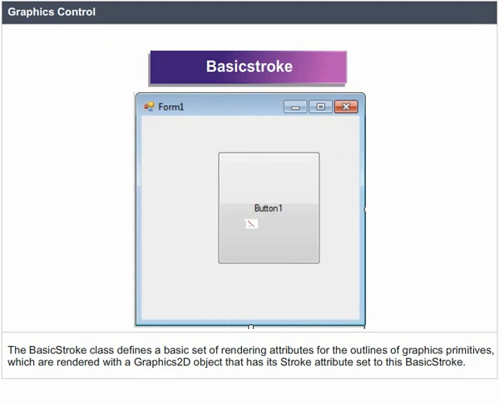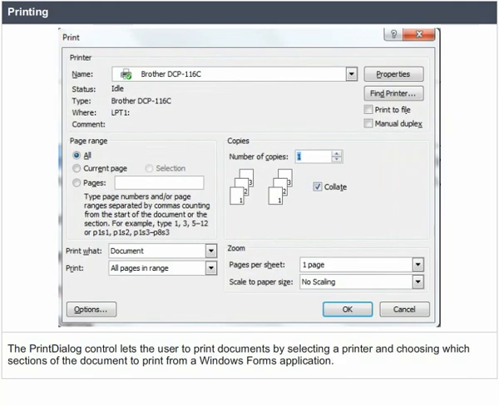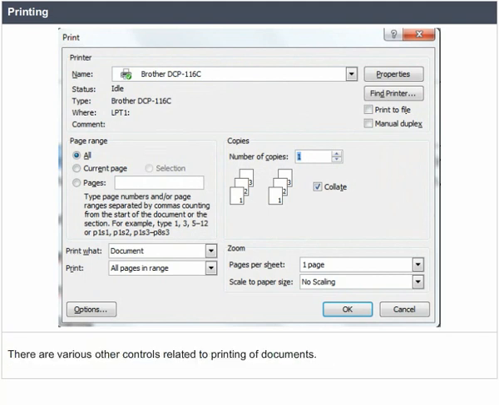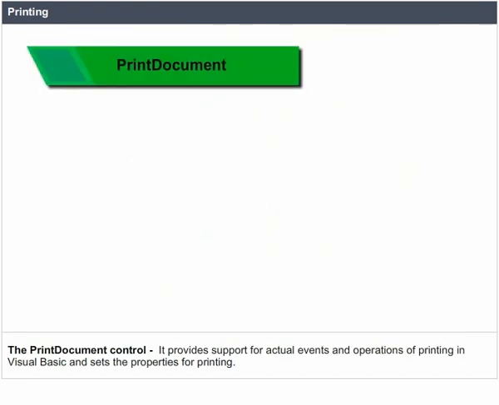Printing. The print dialog control lets the user print documents by selecting a printer and choosing which sections of the document to print from a Windows Forms application. There are various other controls related to printing of documents. The print document control. It provides support for actual events and operations of printing in Visual Basic and sets the properties for printing.